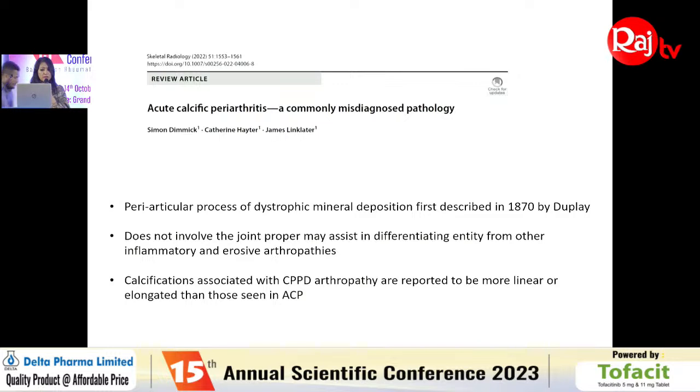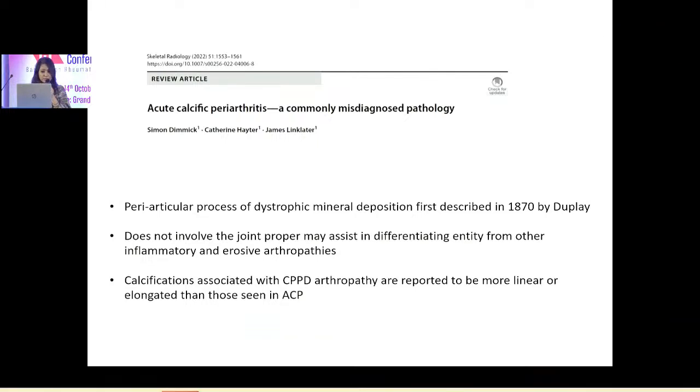And calcification associated with CPPD arthritis, as you have seen in my previous cases, is usually more linear and elongated than those seen in acute calcific periarthritis. The calcification in acute calcific periarthritis is smaller than in CPPD disease.